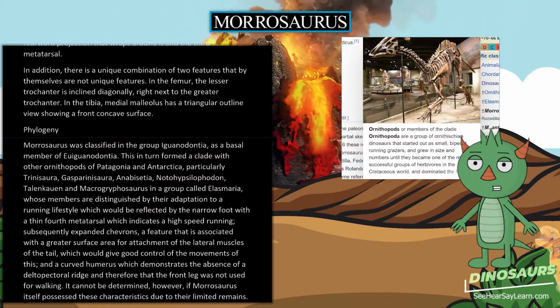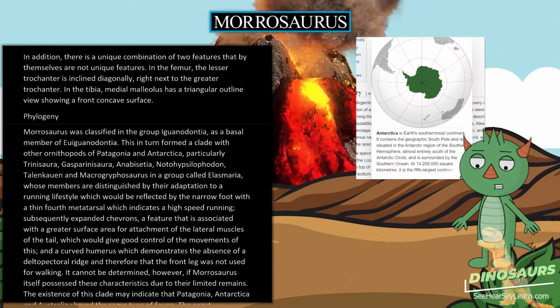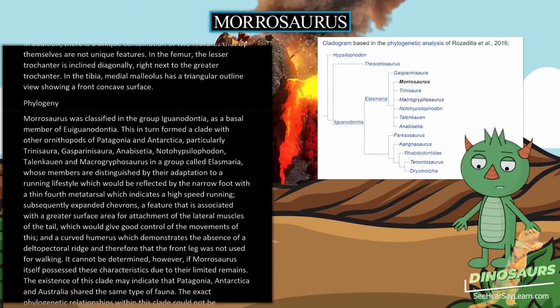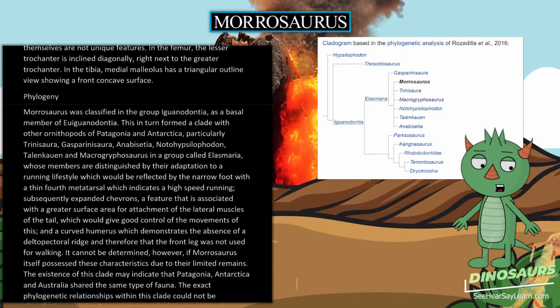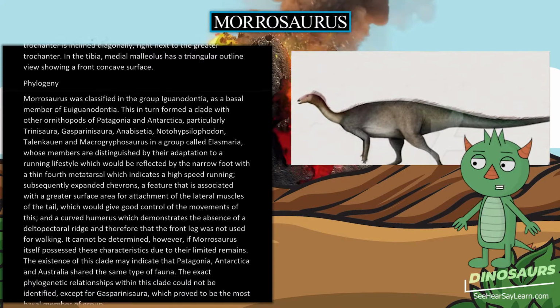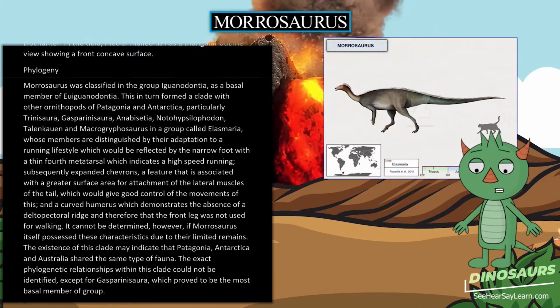reflected by the narrow foot with a thin fourth metatarsal, which indicates high-speed running; subsequently expanded chevrons, a feature that is associated with a greater surface area for attachment of the lateral muscles of the tail, which would give good control of the movements of this; and a curved humerus, which demonstrates the absence of a deltopectoral ridge and therefore that the front leg was not used for walking.